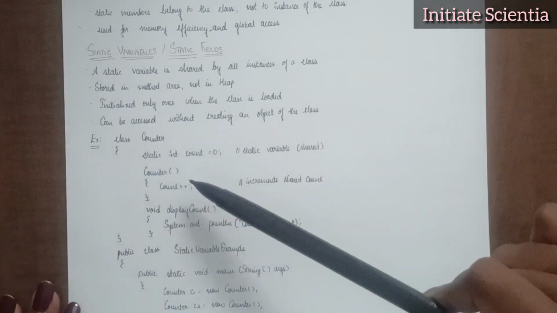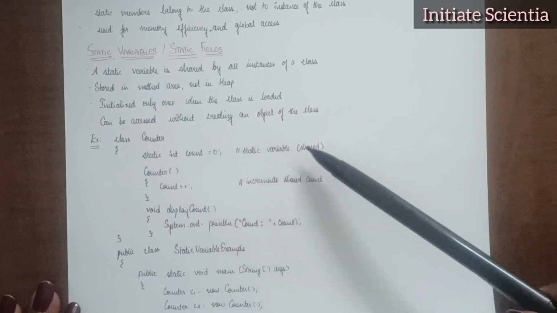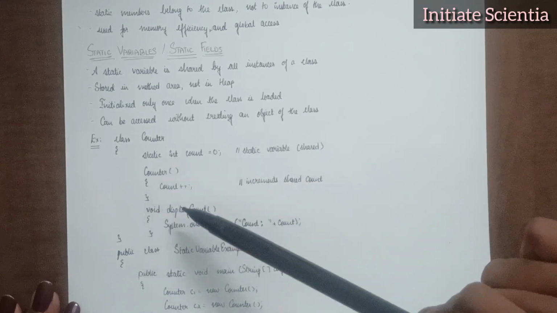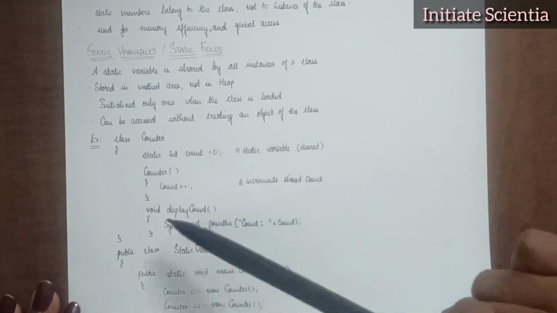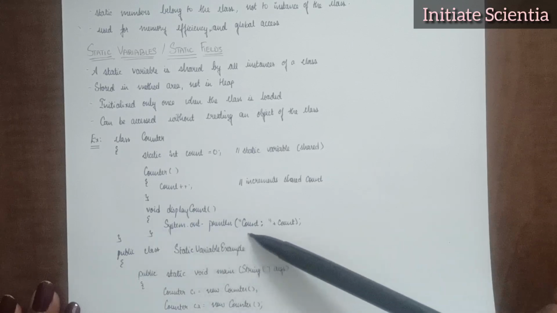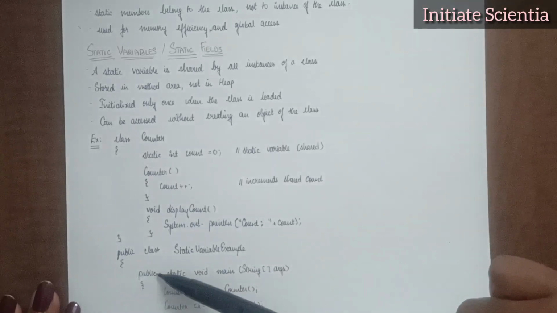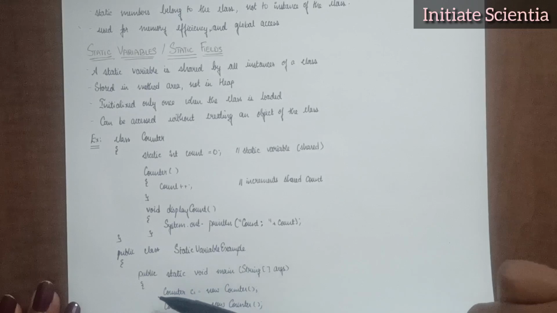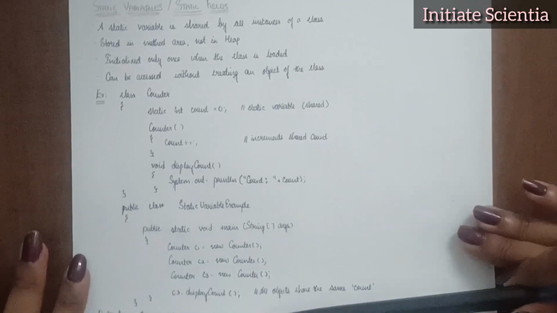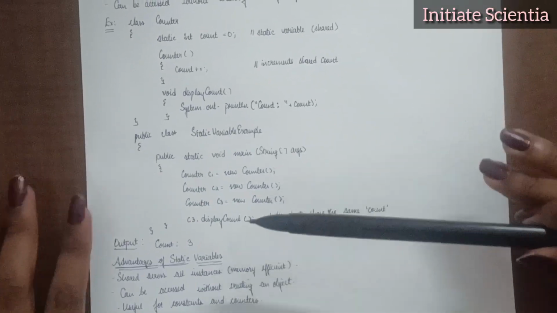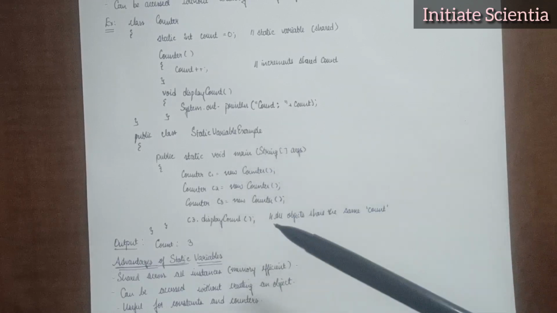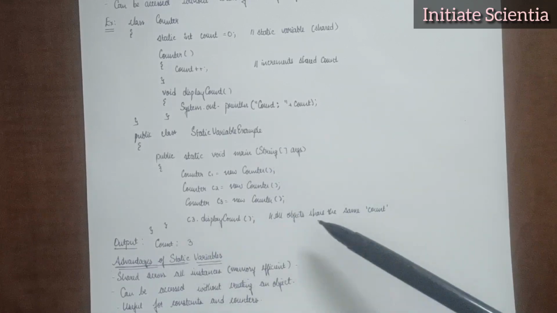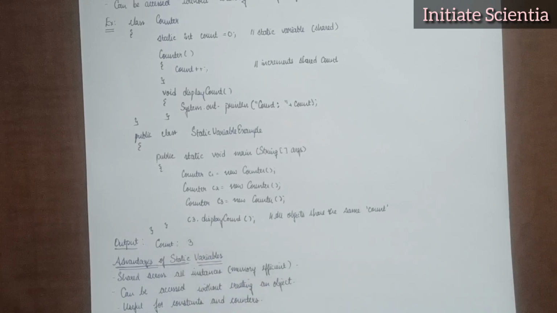Example: class Counter, static int count = 0, a static variable that is shared. Counter() { count++ }, you're incrementing the shared count. Void displayCount, print count. So here, public class StaticVariableExample. In void main, you see Counter c1 = new Counter, c2 = new Counter, c3 = new Counter. You're creating three different objects. Okay, I hope it's visible now. You can see that three different objects are created. c3.displayCount: all objects share the same count, so the count would be 3.